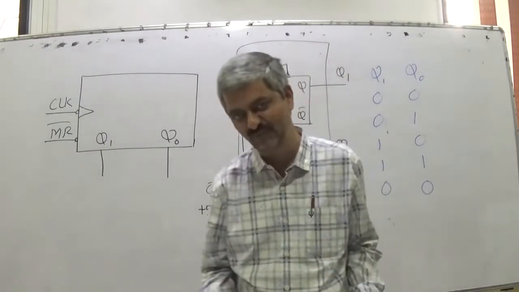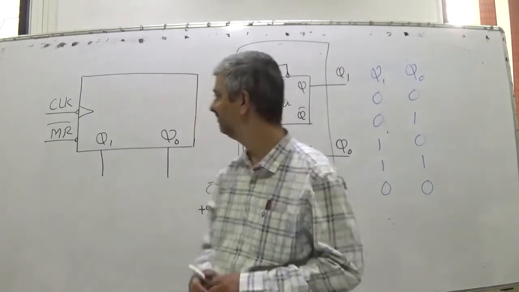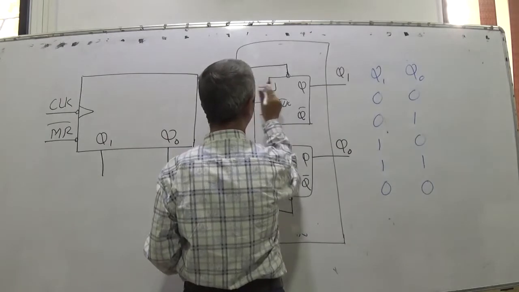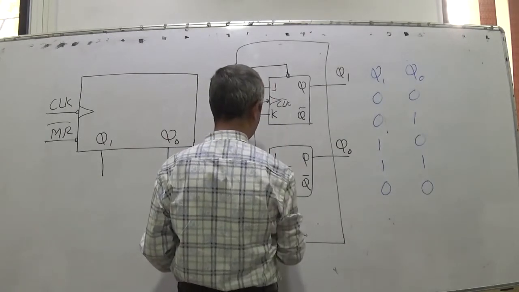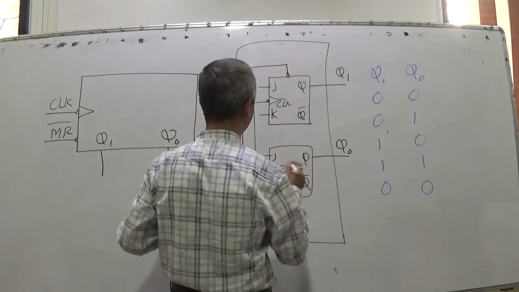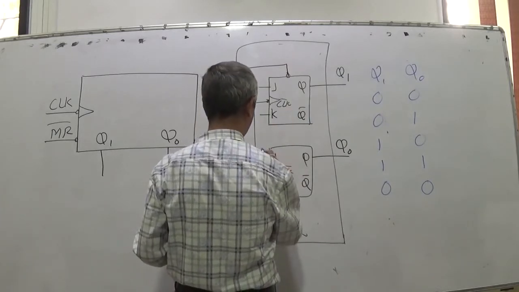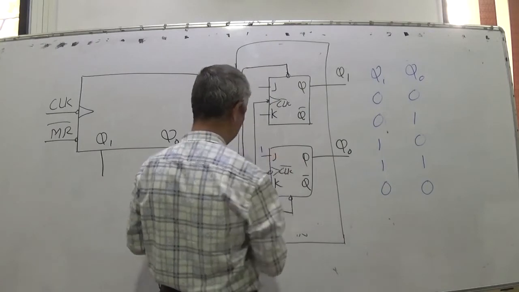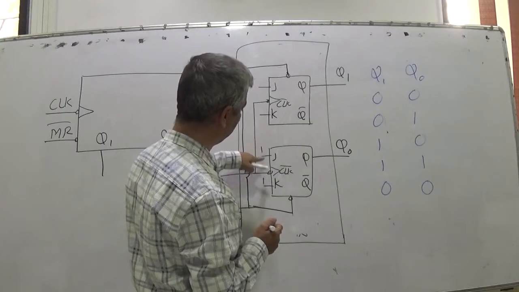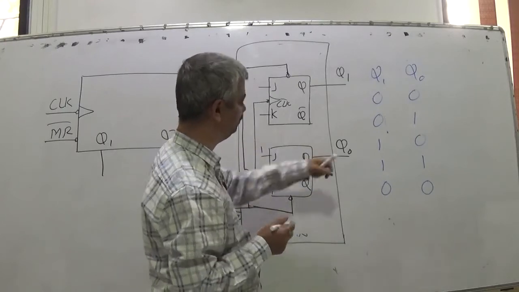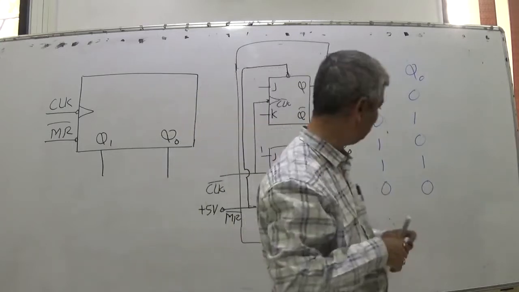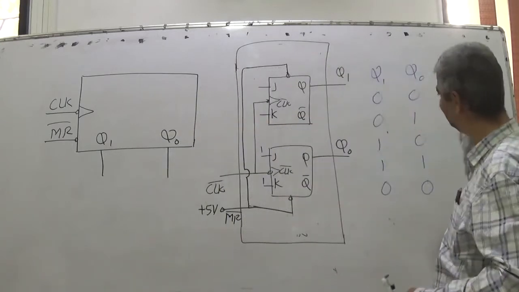So what is the simple way with which I can make it? I will keep this J and K at 1. So this is Q0, J and K at 1, 1. This input I will call J0 and K0. Input J0 is 1, K0 is 1. So Q0 will always toggle. What about Q1?